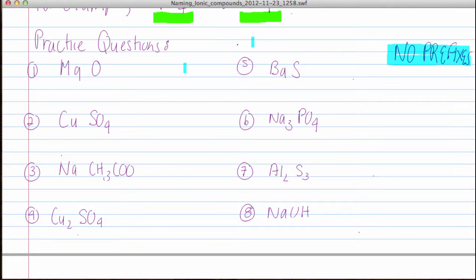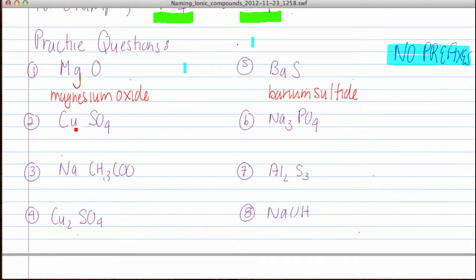So, for the first one, we have MgO. That's supposed to be a g. And I'm just going to change my color when we're writing the answers here. So Mg is magnesium, and O is oxygen, so it's oxide. And number 5 here over on the left-hand side is barium, and the S is sulfur, so it's barium sulfide.